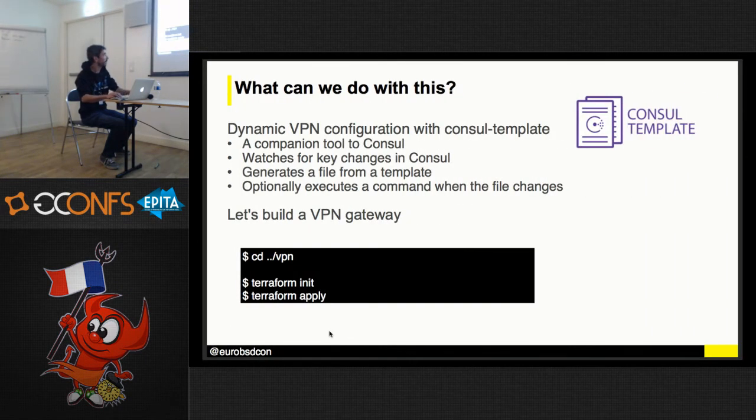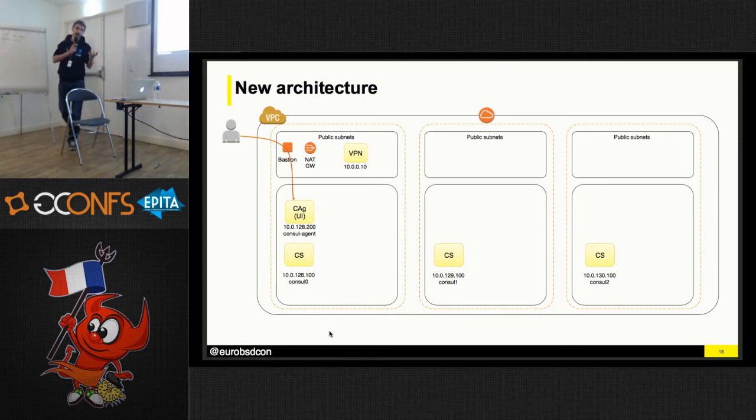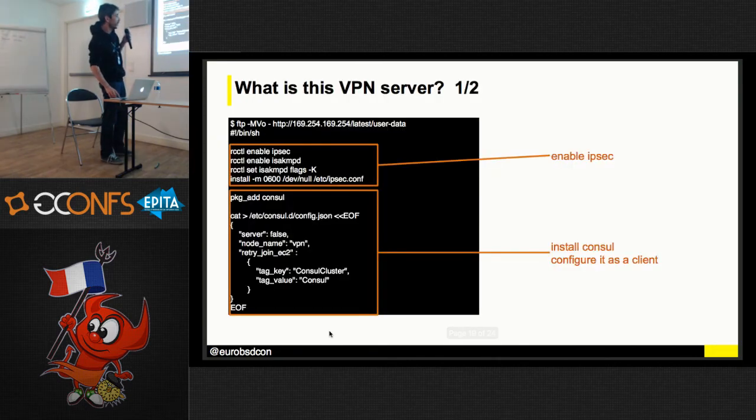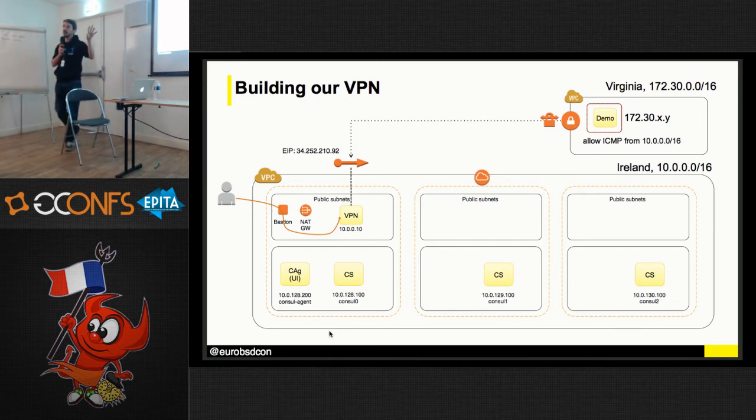While it's building, this is where we were before, and I'm building this new machine here. This new machine is going to be the one we use to build the VPN. It's going to be ready in a few seconds, and we can have a look at it. So what we're going to do is start a machine inside another AWS region in the US. This is the one called Demo there, and I'm going to build a VPN towards this machine.